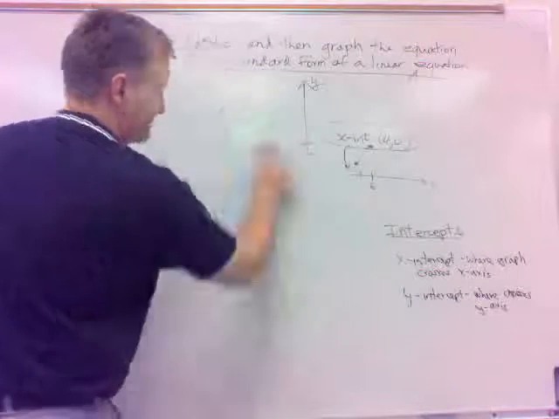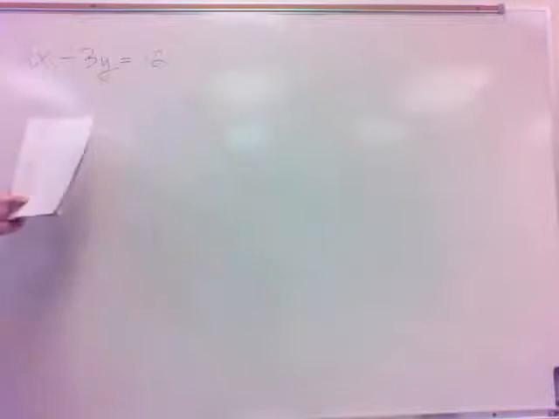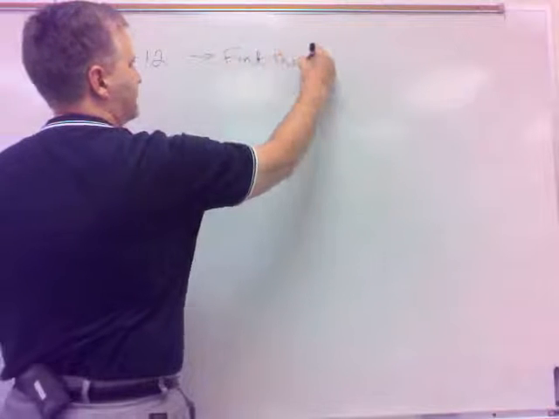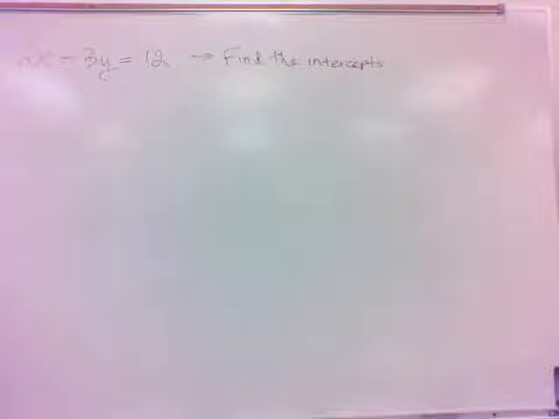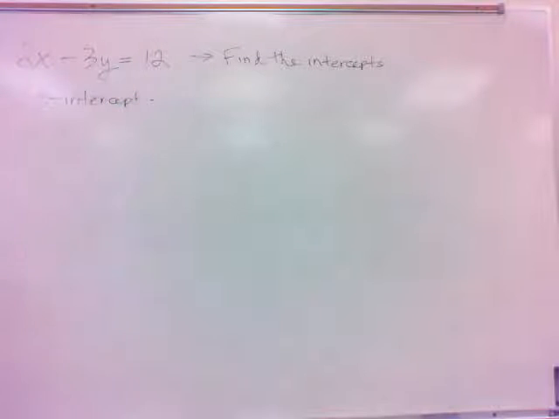Because here's what I'm going to do next. Let's say I have 2x minus 3y equals 12. And my goal here is to find the intercepts. Well, I just don't happen to have a table at hand, so I'm going from scratch here, trying to find the intercepts. Let's start with the x-intercept. I know that on the x-intercept, what's always true? Y is always 0.